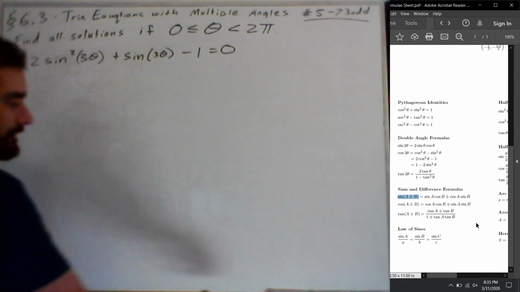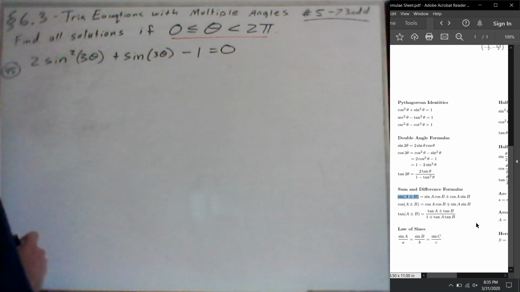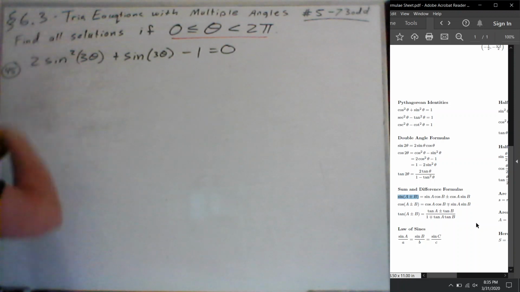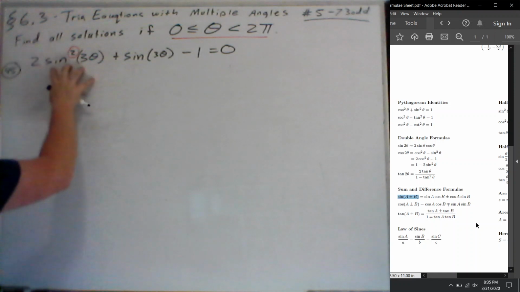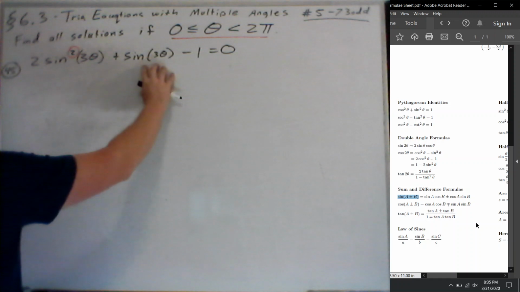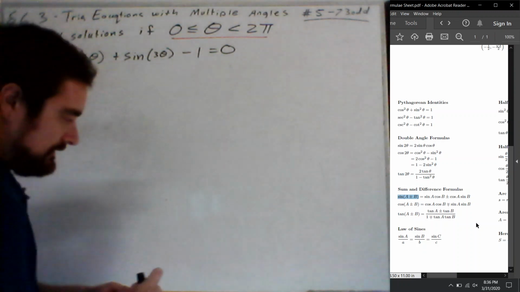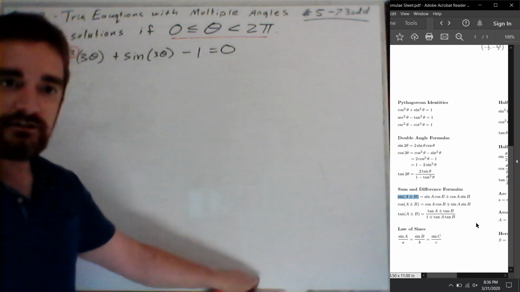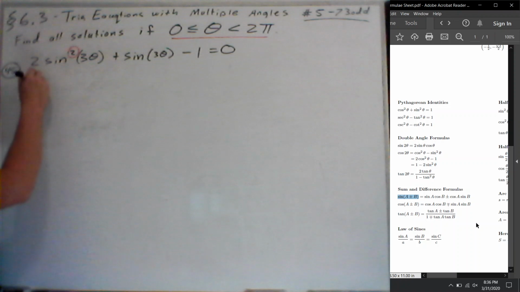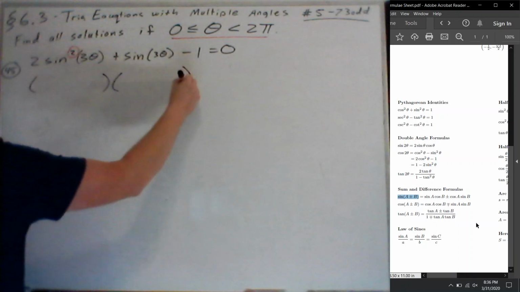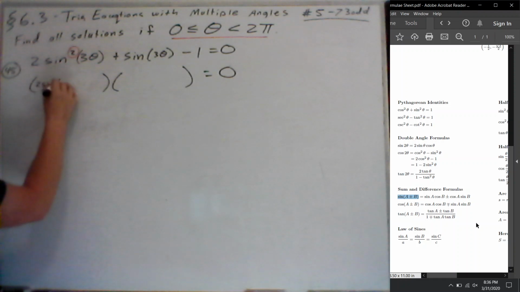So again, we'll stick with radians between 0 and 2 pi. This has that quadratic feel, right? There's something being squared, there's something, and then there's a constant, and it's set equal to 0. So it almost has that ax squared plus bx plus c equals 0 quadratic feel to it. So we're going to try to factor this like we did in the previous sections. And we'll see that this factors nicely, but be careful.